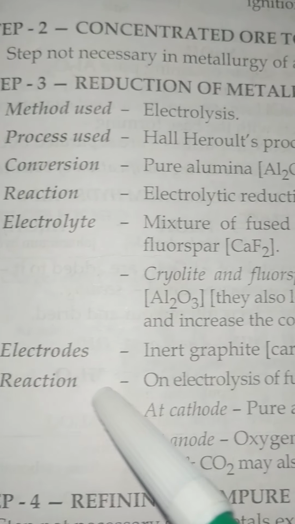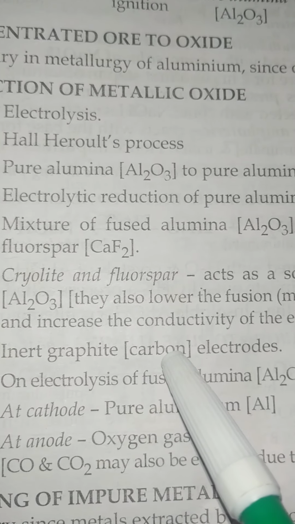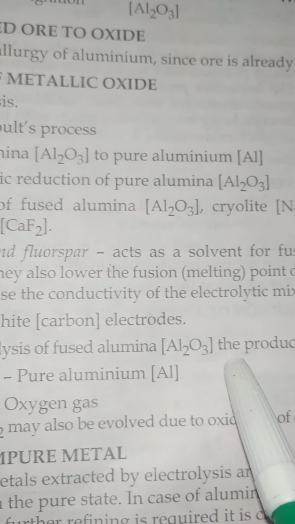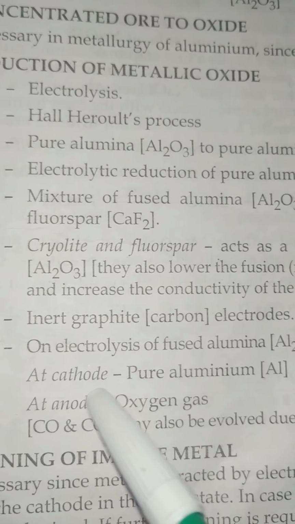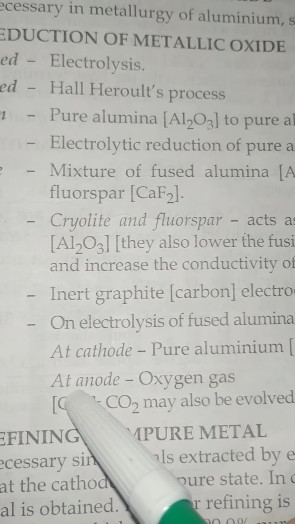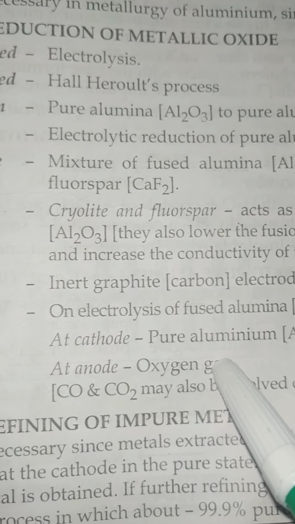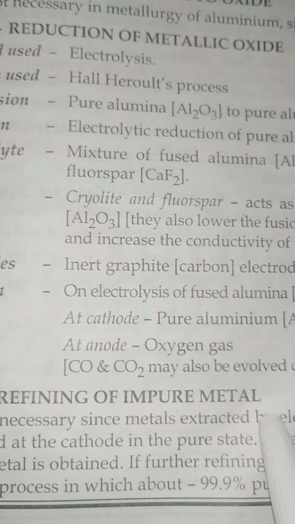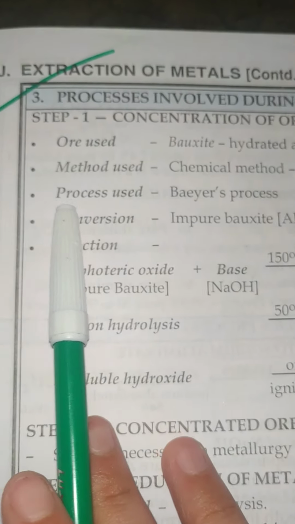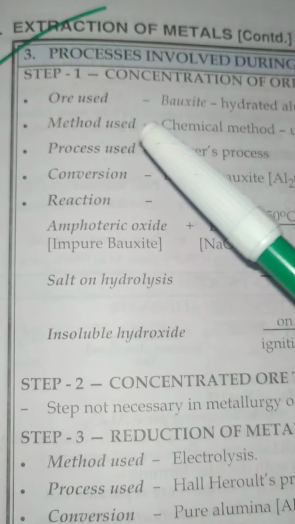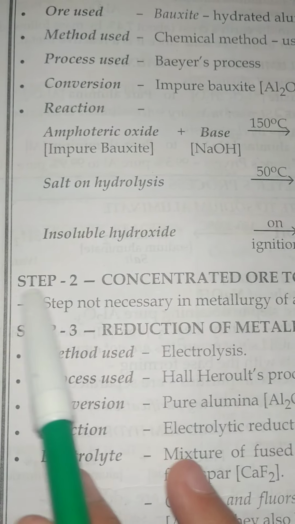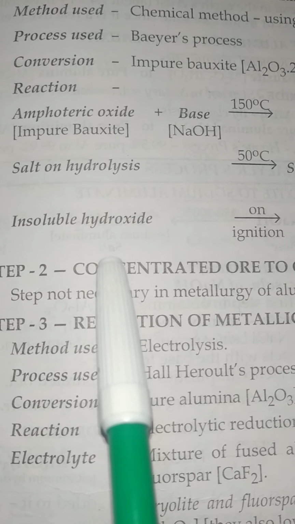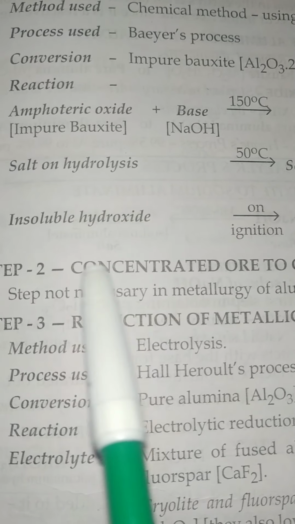For the electrodes, we are using inert graphite, that is carbon electrodes, and the reaction is the electrolysis of fused alumina. At the cathode pure aluminium will be there and at the anode oxygen gas will be liberated. And then the fourth step is the refining of impure metal. These are the steps involved during metallurgy. Keep in mind that the second step is not involved in the extraction of aluminium because the ore is already an oxide.